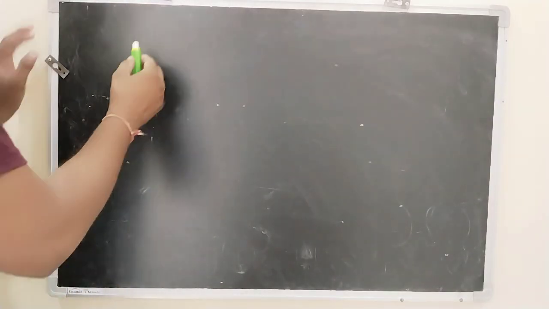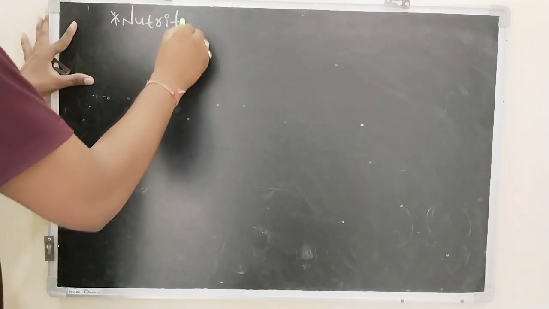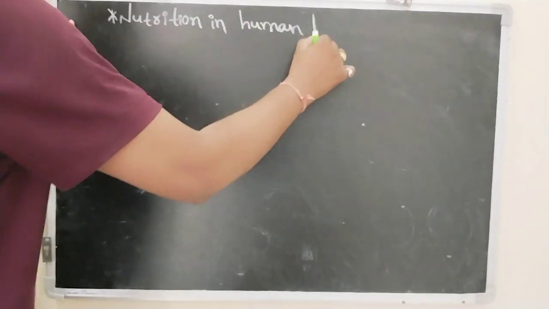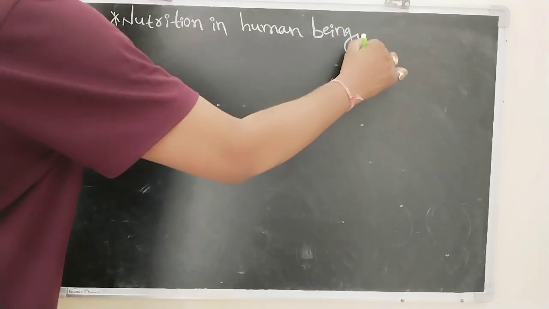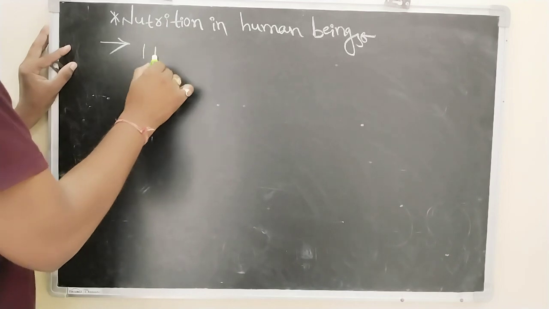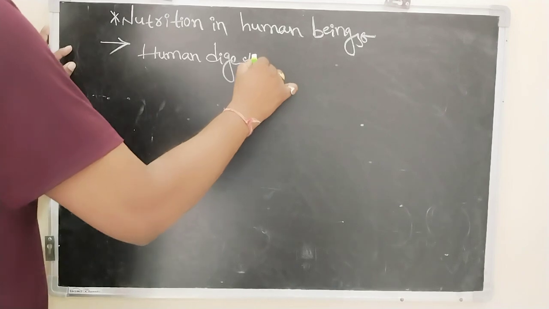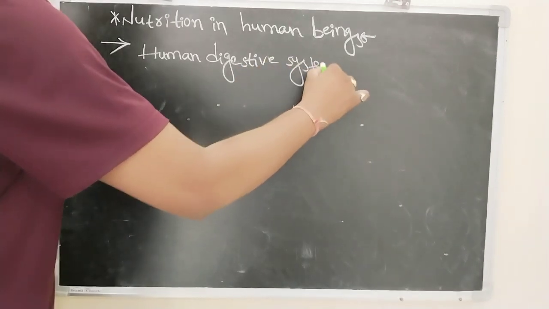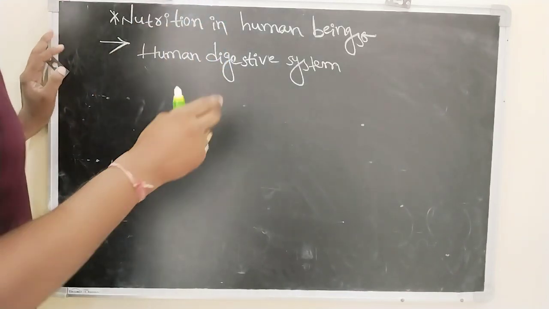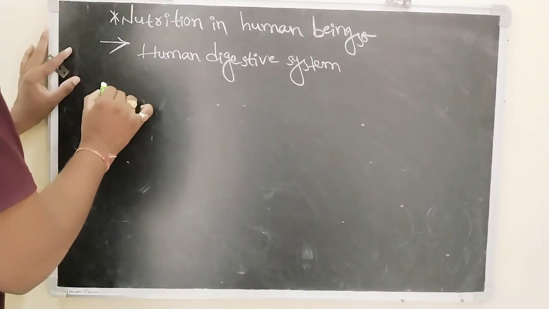Hello everyone. The topic is about nutrition in human beings. The human digestive system is more complex in nature, and all the parts are attached to the alimentary canal or gut, which starts from the mouth and ends at the anus.